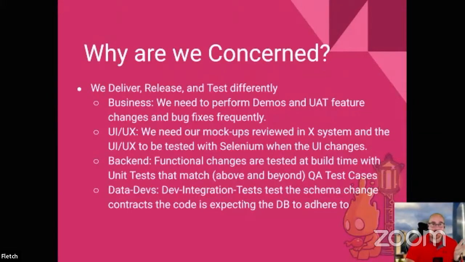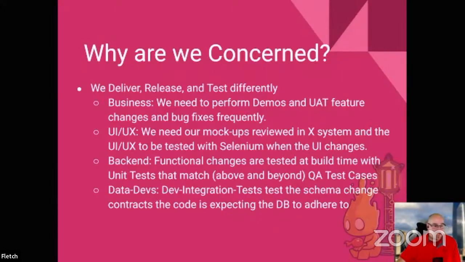Why are we concerned? There's still more to be concerned about. We deliver and release, two different things, and test differently. So each of these roles deliver, release, and test the things that they're doing differently. The businesses are concerned about demos and user acceptance testing, the feature changes and bug fixes. So if you're changing a feature, adding a feature, or doing a bug fix, they care about that, and they want to do a UAT, maybe a demo for the customer or whatever the case is. Maybe phased releases. I mean, we're getting way off in the weeds there.